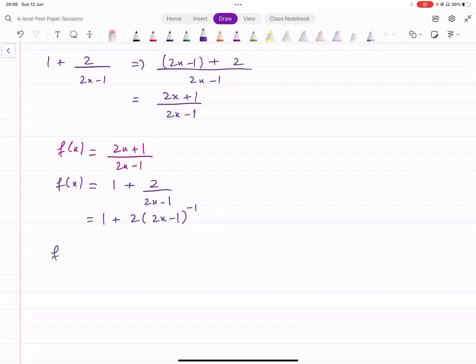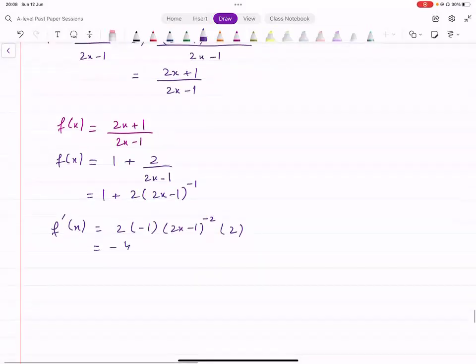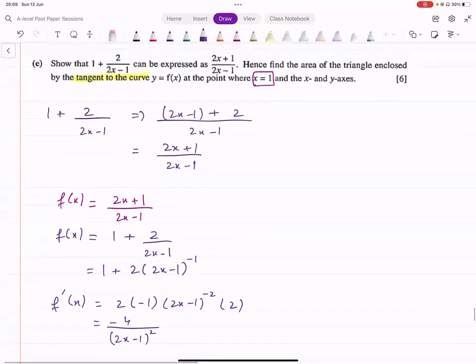Let's do that. f dash of x, what is that going to be? The derivative of 1 is 0. And the derivative of this expression is 2 into the power, subtract 1 from the power, that's minus 2, and then multiply by the derivative of what is inside the brackets, that's 2. Let's simplify. We've got minus 4 into (2x minus 1) whole raised to power minus 2. We can take that to the denominator, and that's minus 4 over (2x minus 1) whole squared. That's the derivative.